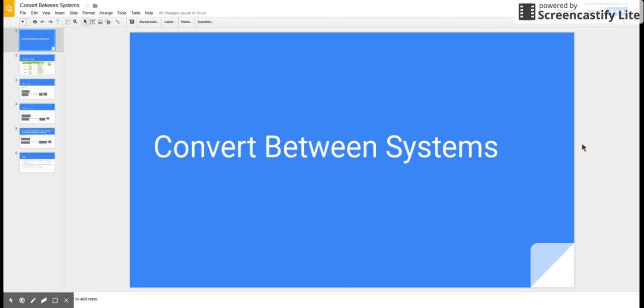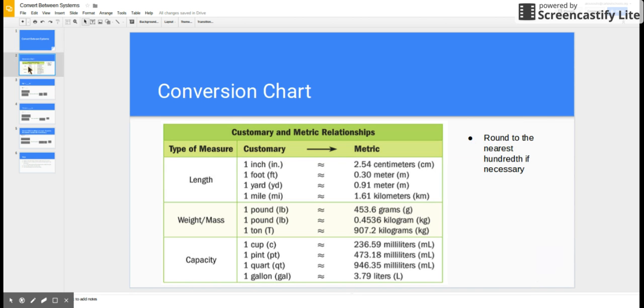Hi there, in this lesson we're going to learn how to convert between systems. First thing you need to know before we can start converting is how this chart works. This chart will be given to you during a test or a quiz or during all of our classwork, but you need to know how to work with the chart. So let's go over it.